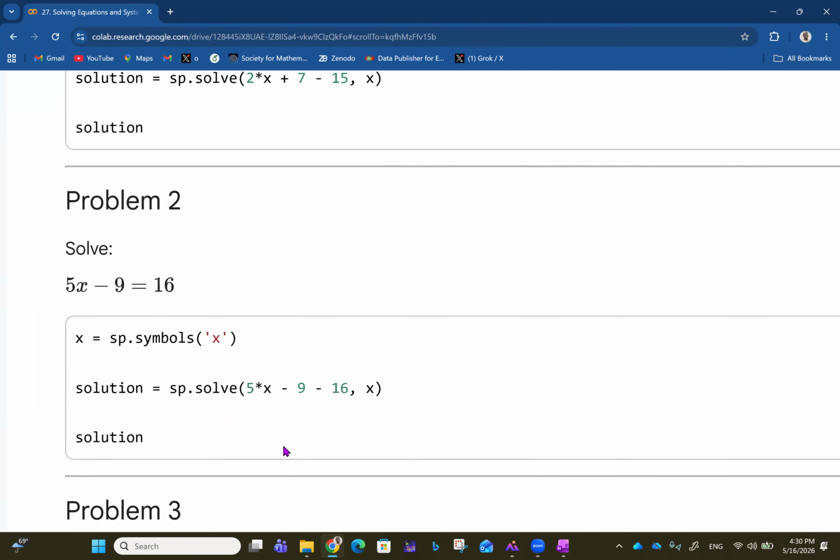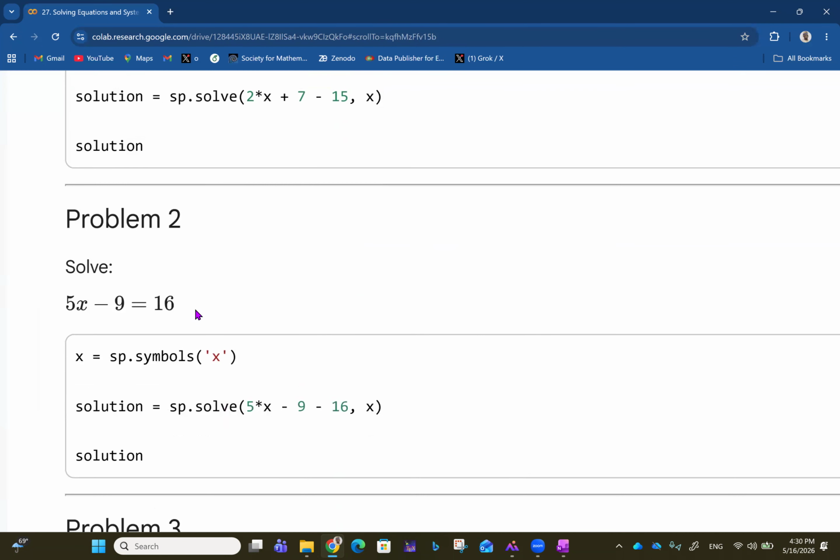Then for problem 2, 5x minus 19 equals 16. Of course, 5x is going to be 35 and x is 7. So this is the setup for that. Just copy this into Google Colab or Jupyter Notebook or something, and you get your result.